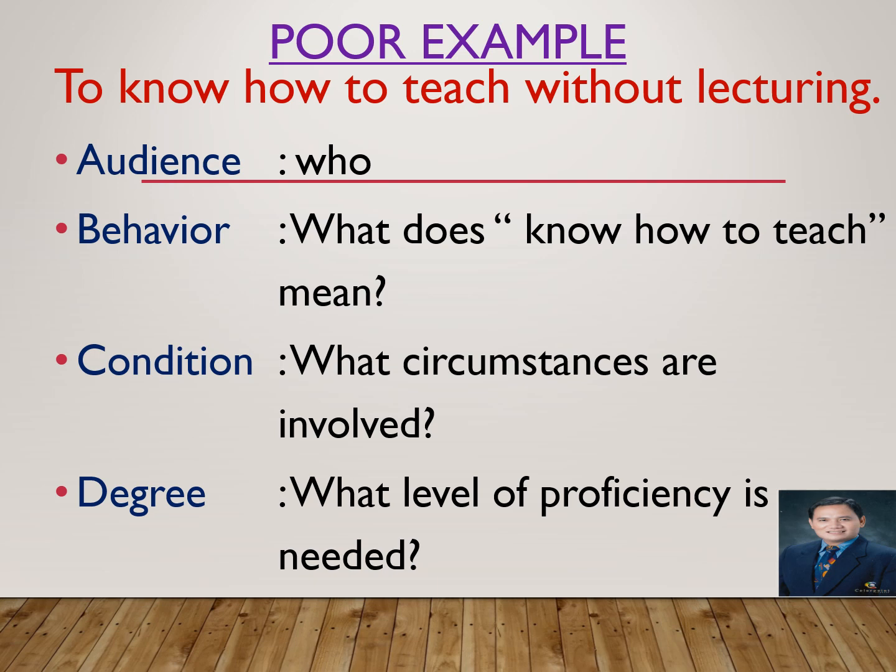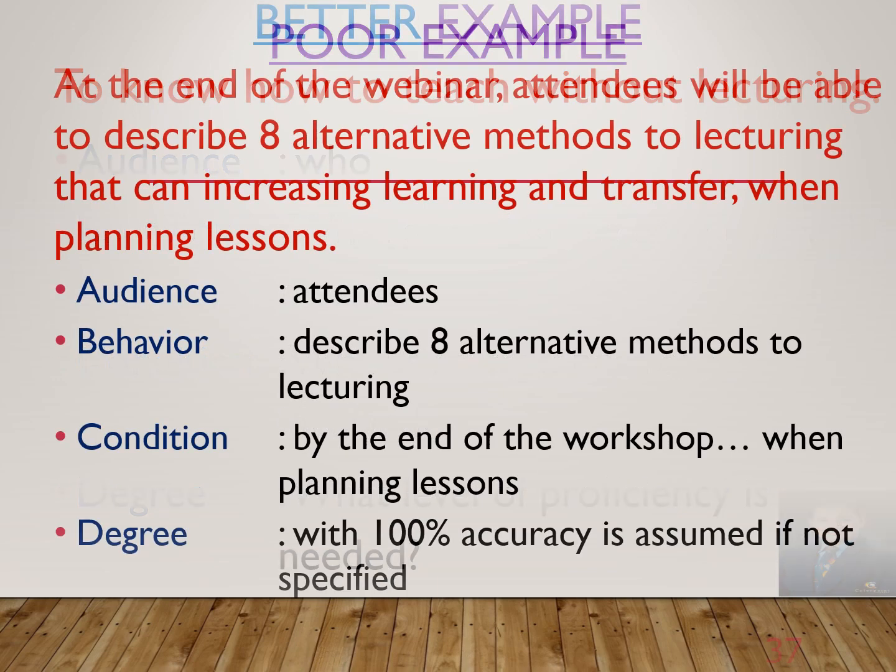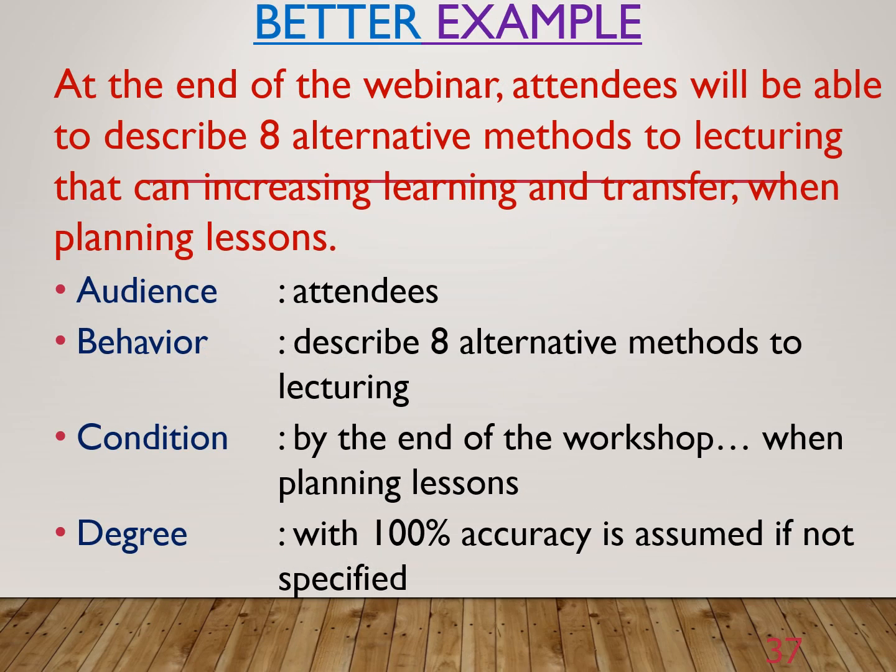Example: to know how to teach without lecturing. Audience: who? Behavior: what does know how to teach mean? Condition: what circumstances are involved? Degree: what level of proficiency is needed? Very well. At the end of the webinar, attendees will be able to describe 8 alternative methods to lecturing that can increase learning and transfer when planning lessons. Audience, attendees; behavior, describe 8 alternative methods to lecturing; condition, by the end of the workshop when planning sessions. Degree, with 100% accuracy is assumed if not specified.